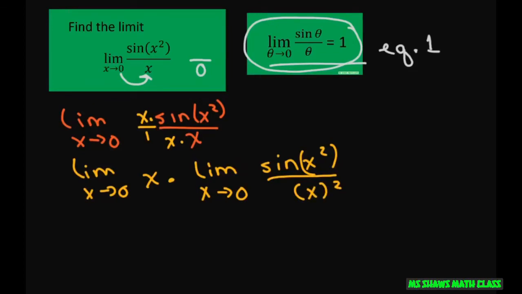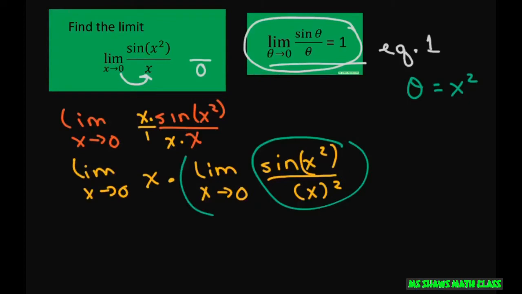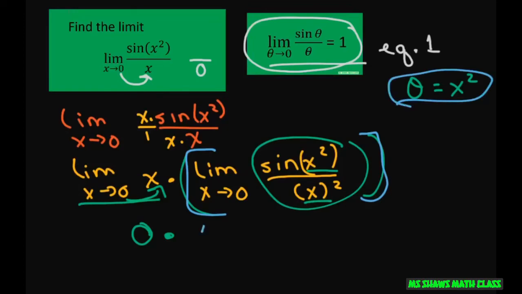All right, for this piece, if you let theta equal x squared, then this whole thing is just going to equal 1 because these two are the same. So for the first piece, when you plug in 0 here, you're going to get 0 times, and this whole part is just going to equal 1. You let theta equal x squared. So your final answer is 0.